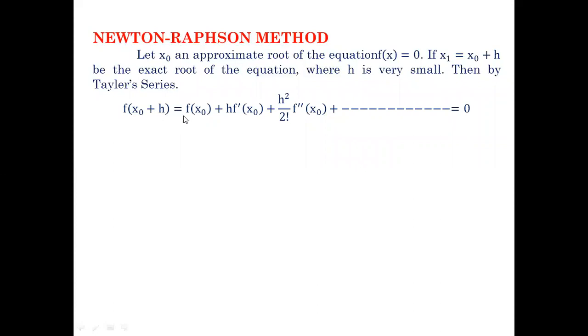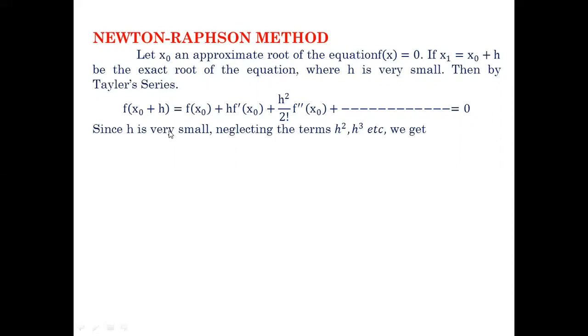plus h is equal to f of x naught plus h into f dash of x naught plus h square by 2 factorial into f double dash of x naught plus and so on, equal to 0. Here I'm not writing 1 factorial because 1 factorial is 1. F dash of x naught means the first derivative at the point x naught, and f double dash of x naught means the second derivative at the point x naught.